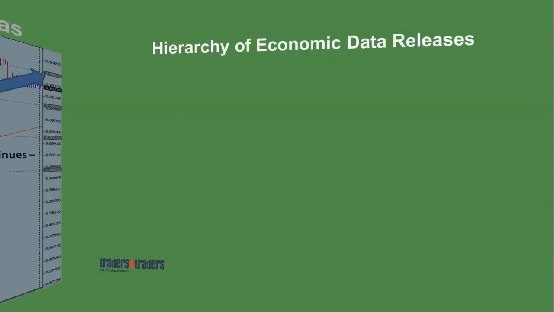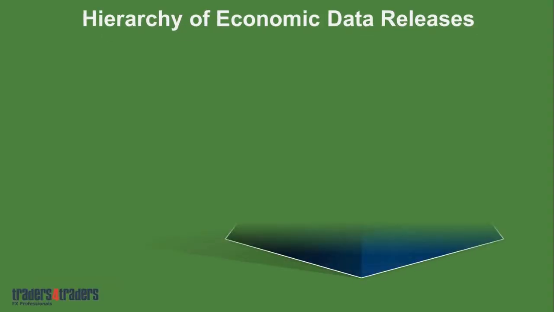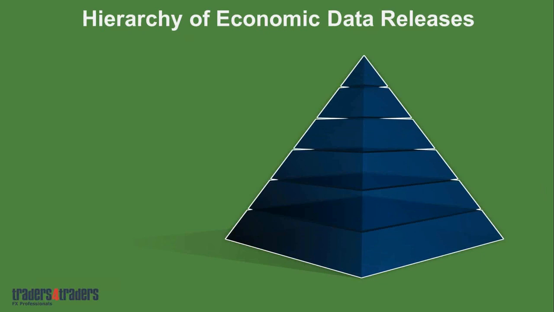When we're looking at the hierarchy of economic data releases, interest rates are the key release to monitor. Following that, we've got the Consumer Price Index, which is the core inflation number. And this is one of the most critical releases for interest rate decisions and is usually at the top of the central bank's watch list.